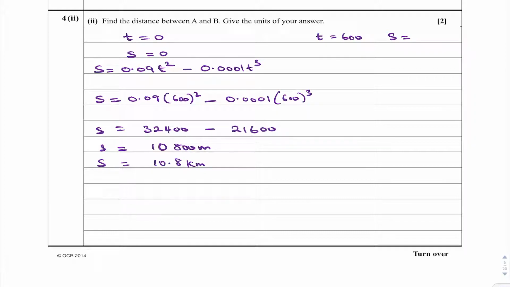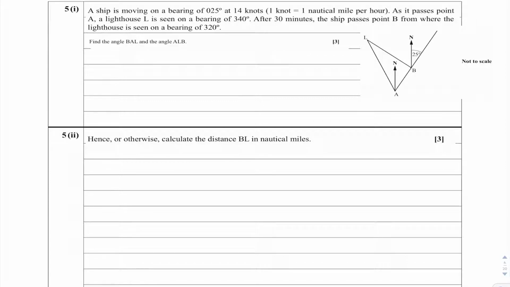So the displacement, or the distance traveled between A and B is 10.8 kilometers. Question 5i. A ship is moving on a bearing of 025 degrees at 14 knots. 1 knot equals 1 nautical mile per hour. As it passes point A, a lighthouse L is seen on a bearing of 340 degrees.